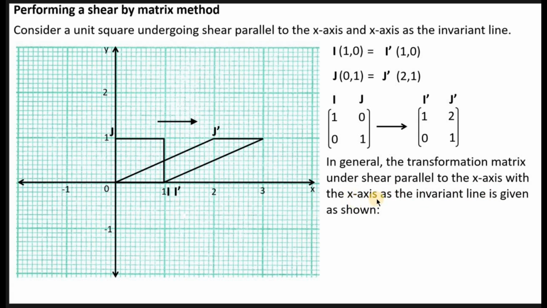So now in general, we can give the matrix like this: 1, then 0, then this one becomes the shear factor by which this transformation has undergone, and then 1. So this one is the shear factor. Here we put k, so we put 1, 0, then k, then 1. We are saying where k is the shear factor. So this becomes the matrix of transformation under shear, when an object has been sheared parallel to the x-axis.